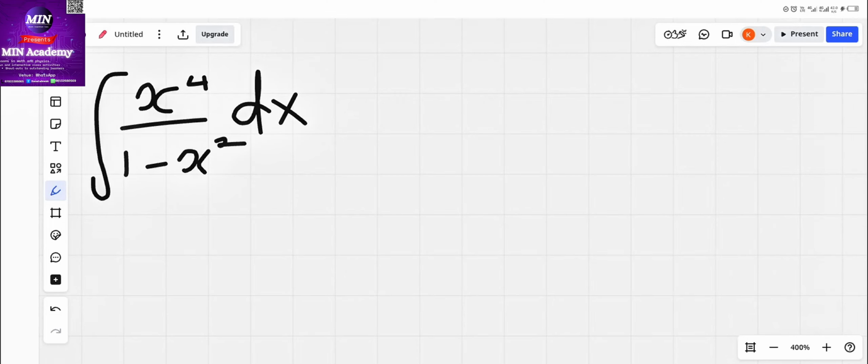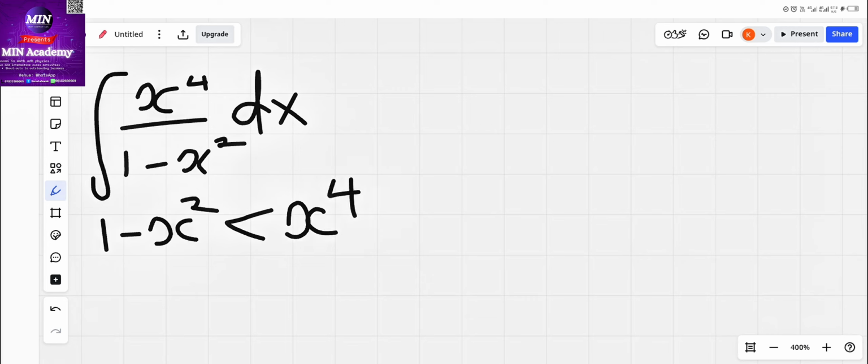So we have to integrate x raised to power 4 over 1 minus x squared with respect to x. We know that 1 minus x squared, the denominator, is of lower degree than the numerator, x raised to power 4. So we are going to use the long division method for polynomials to divide these fractions and get the components in it.